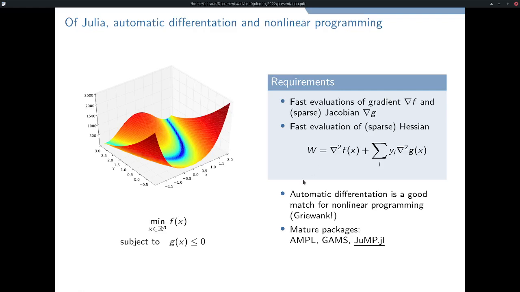So in this talk, we will build on existing work in Julia, that is JuMP.jl, and propose some ideas to develop a vectorized modeler entirely in Julia.